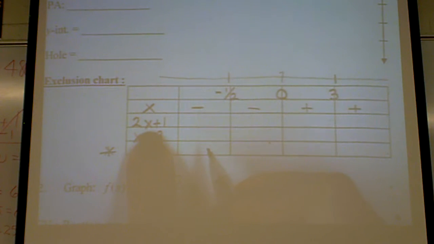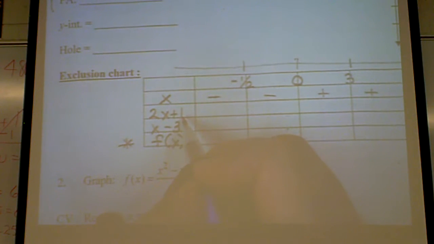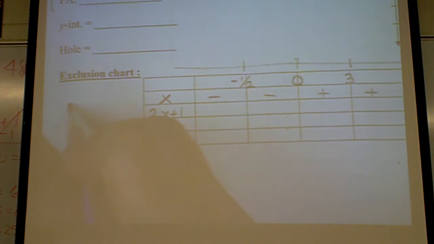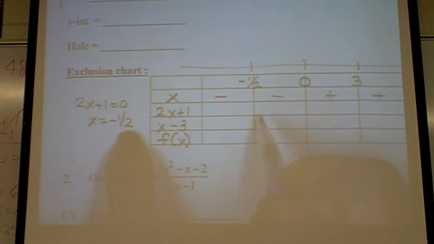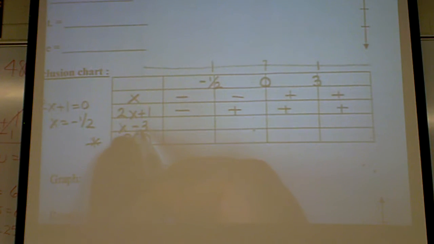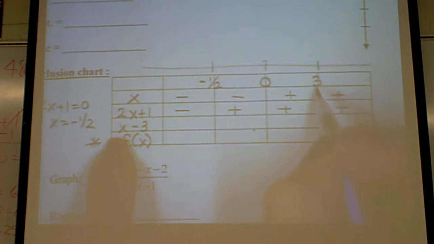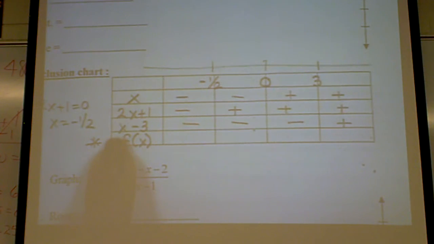Now, here's my shortcut. How do you fill this out quickly? If you were to set 2x plus 1 equal to 0, what would x be? Negative 1/2. So to the left of negative 1/2, that's going to be negative, and these are all going to be positive. You get it? How about this one? If you were to set x minus 3 equal to 0, what's the 0 in this one? 3. So here's 3. These will all give you negatives, but this is going to be positive. You get it?